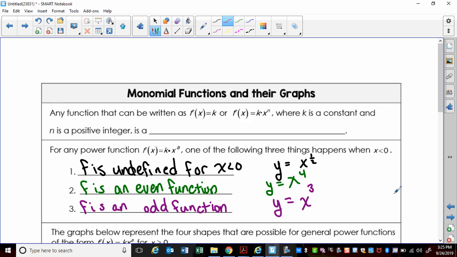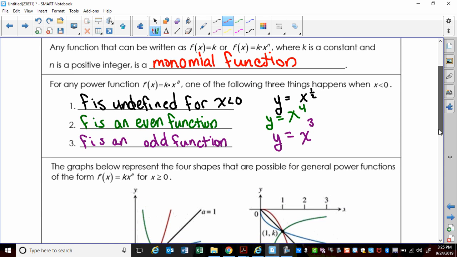A monomial is one term. It says any function that can be written as f of x equals k, this is a number, or f of x equals k times x to the n power, where k is a constant and n is a positive integer, is called a monomial function. There are different characteristics of these monomial functions.